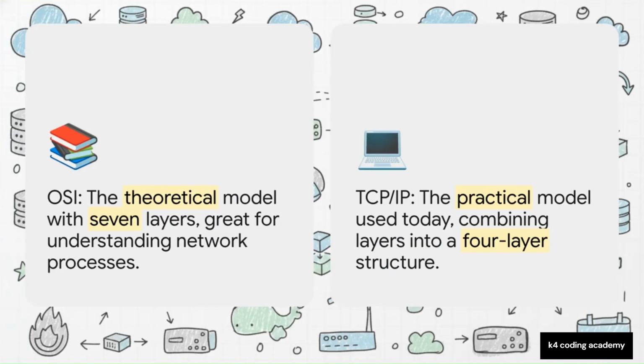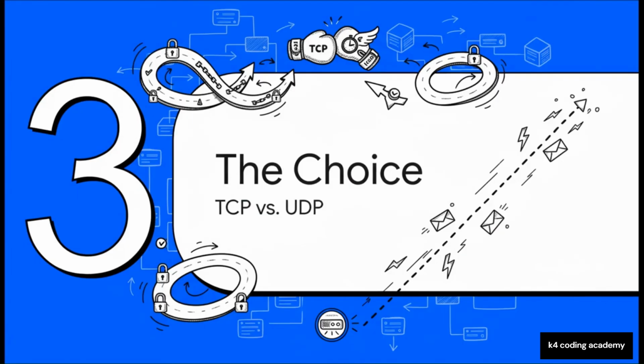Okay, so that was the textbook version. This is where the rubber meets the road. While that 7-layer OSI model is the perfect blueprint, the TCP/IP model is what's actually running the internet today. It's way more practical. It basically condenses those 7 layers into a more streamlined 4-layer structure that we all use every single day.